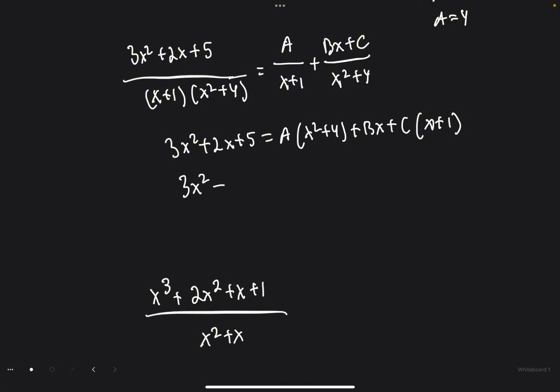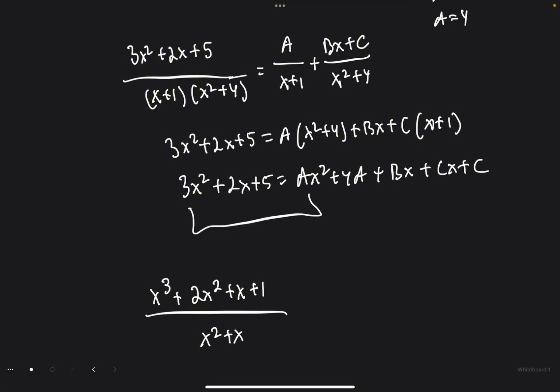So 3x squared plus 2x plus 5 is equal to ax squared plus 4a plus bx plus cx plus c. And so you just have to sort these. You can already tell that a is 3, because it's corresponding to each other. So a is already 3. So now you have to sort these. So bx and cx, so b plus c, these are going to be x's, right?